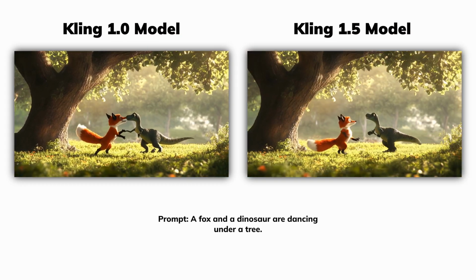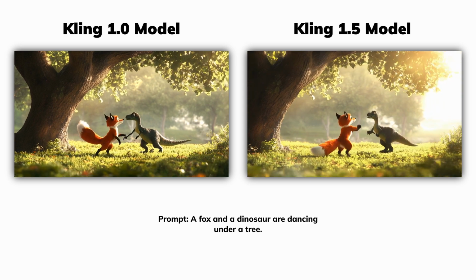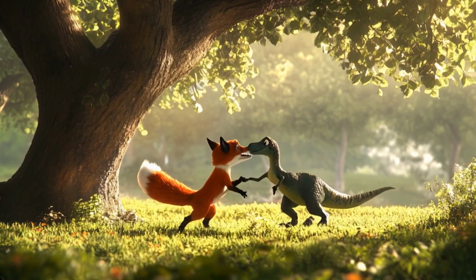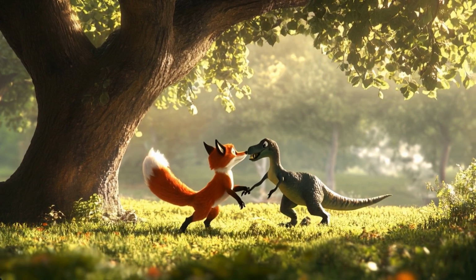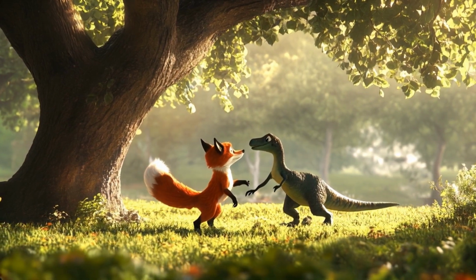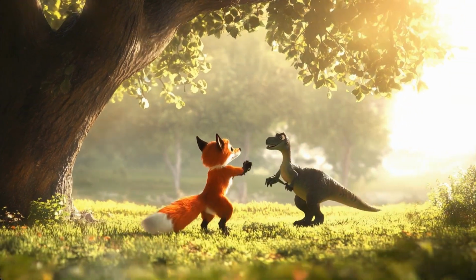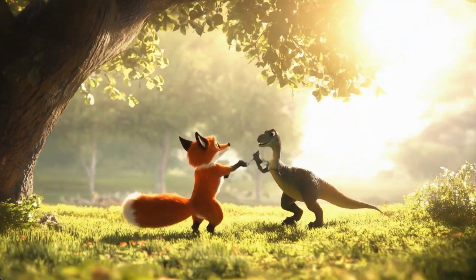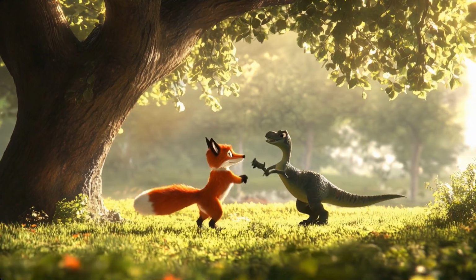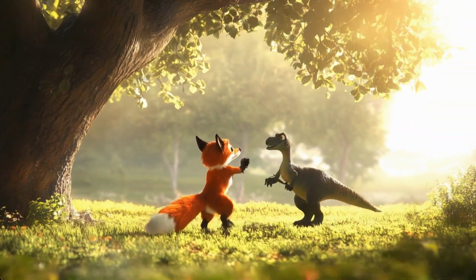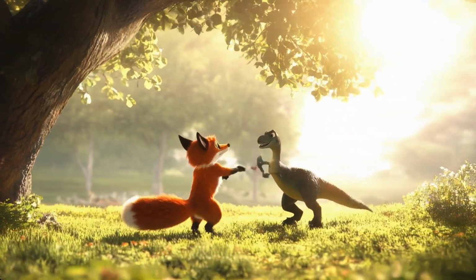The prompt used for this example is a fox and a dinosaur dancing under a tree. In the 1.0 model video, it looks like they're kind of whispering something to each other instead of dancing. Whereas in the 1.5 model video, they're actually dancing, so I think it followed the prompt better than the 1.0 model. However, notice that there is some weird morphing happening to the arms of the dinosaur.